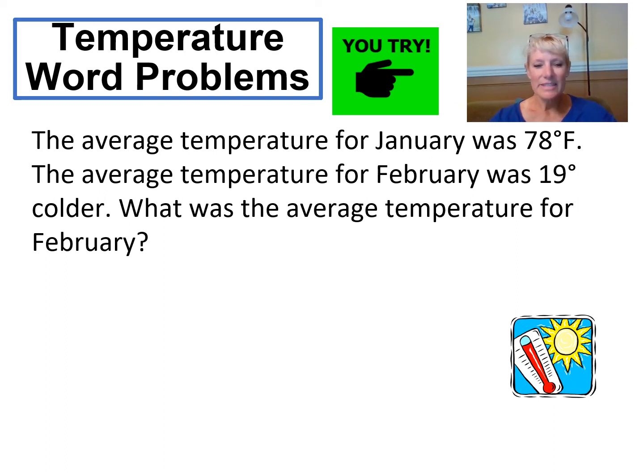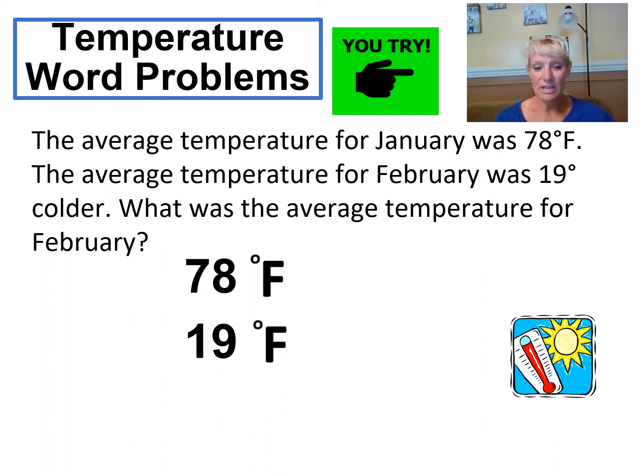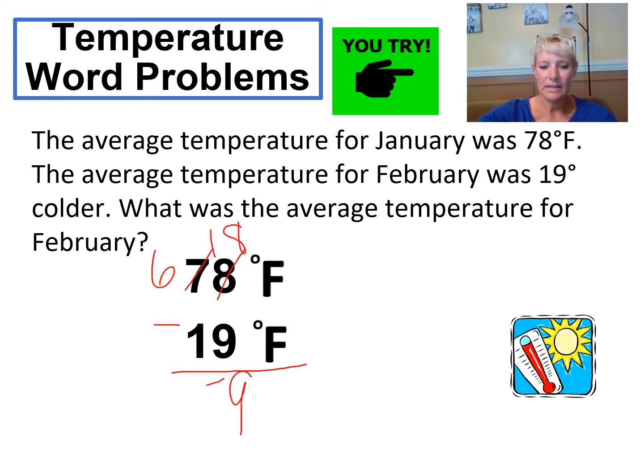Okay, this said the average temperature for January was 78 degrees. The average temperature for February is 19 degrees colder. What was the average temperature for February? So what I noticed here is that it got colder. It was 19 degrees lower than the temperature actually was in January. So in order to find out what that temperature was, I have to subtract. So I'm going to go ahead and cross this out. Becomes 18. This is a 9. All right, so what this tells me is that the average temperature for February is 59 degrees. I hope you got that.